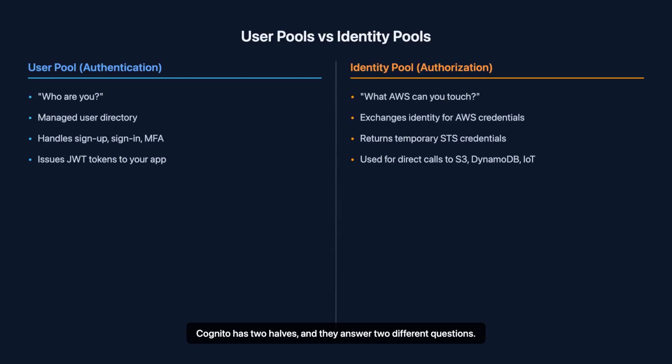Cognito has two halves, and they answer two different questions. A user pool answers who are you. It's a managed user directory that handles sign up, sign in, and MFA for your application's users, and it issues JWT tokens that your app validates. An identity pool answers a different question: what Amazon Web Services resources can you touch? It takes a verified identity, whether from a user pool, from Google, or from a SAML provider, and exchanges it for temporary credentials from STS. That's what lets a mobile app call S3 or DynamoDB or IoT Core directly. Authentication on the left, authorization to Amazon Web Services on the right.